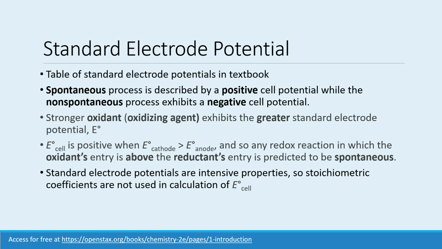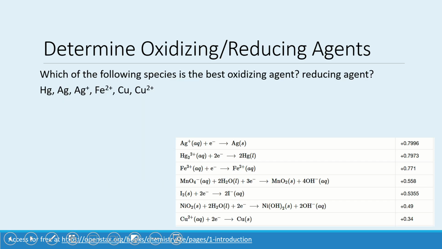And also keep in mind, I've said this before, standard electrode potentials are intensive properties, and so we don't care about the stoichiometric coefficients when we're calculating the cell potentials. So let's look at some examples. Which of the following species is the best oxidizing agent and which is the best reducing agent? And we're looking at this list here underneath.